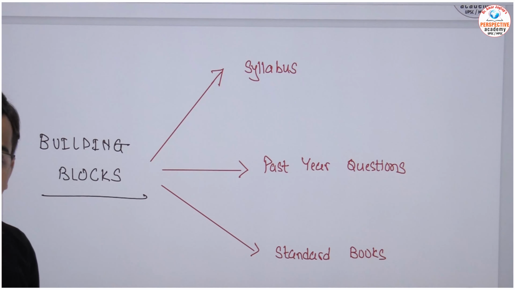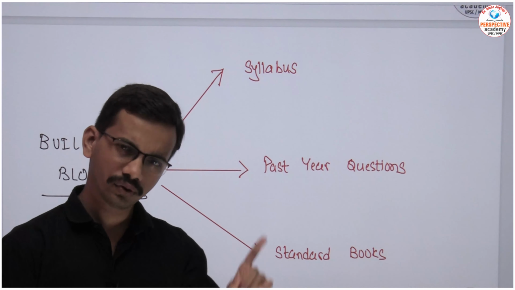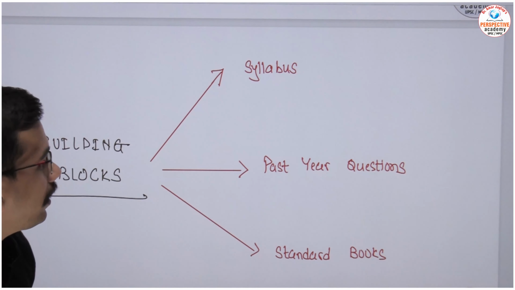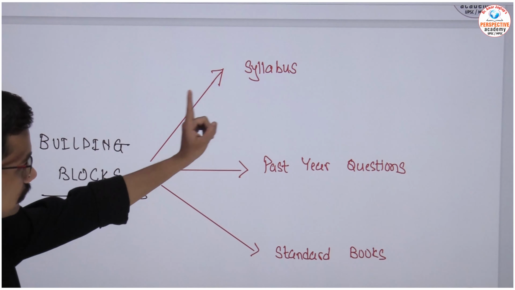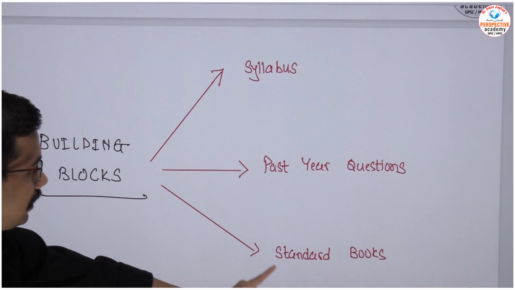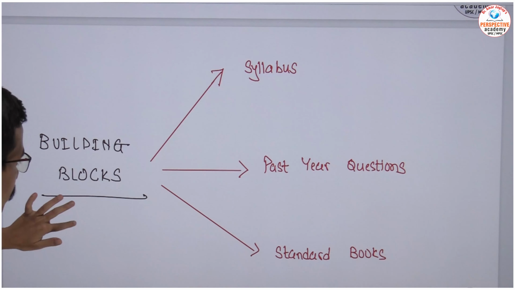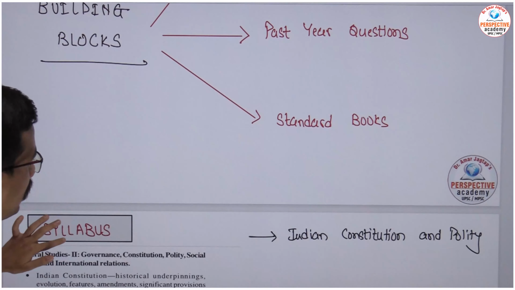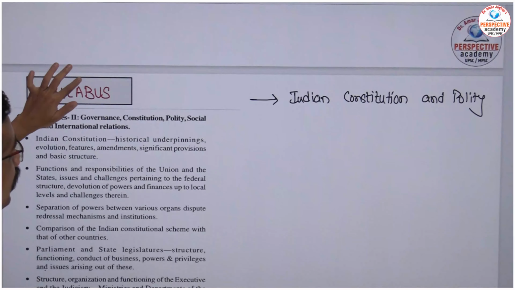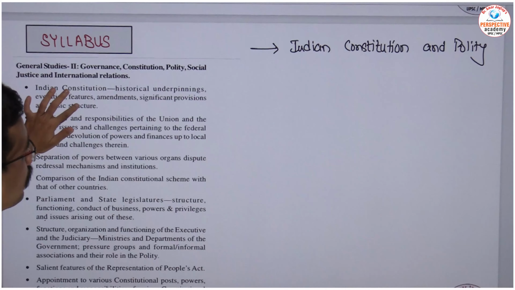And the third one is standard books. Which are the standard books, we will see at the end of our lecture. So: syllabus, past year questions and standard books. Now let us see the syllabus and how you should prepare content.